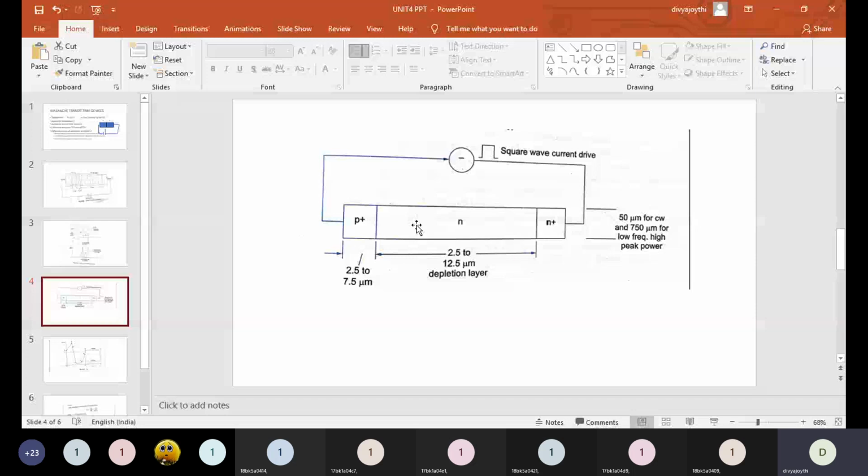Now coming to this VI characteristics. Here, as I told you, the dotted line is representing the externally connected current signal, and this solid line is nothing but the output signal in the form of voltage. From A to B, it represents charging of the diode, and from B to C as well as C to D, it represents formation of plasma.